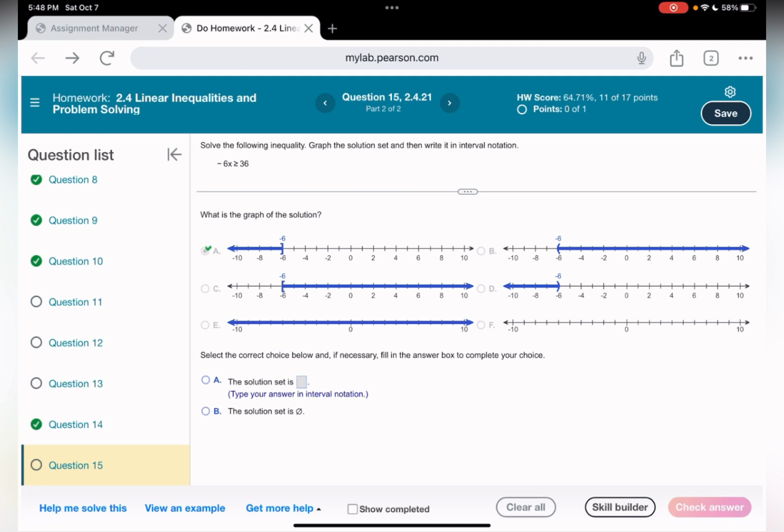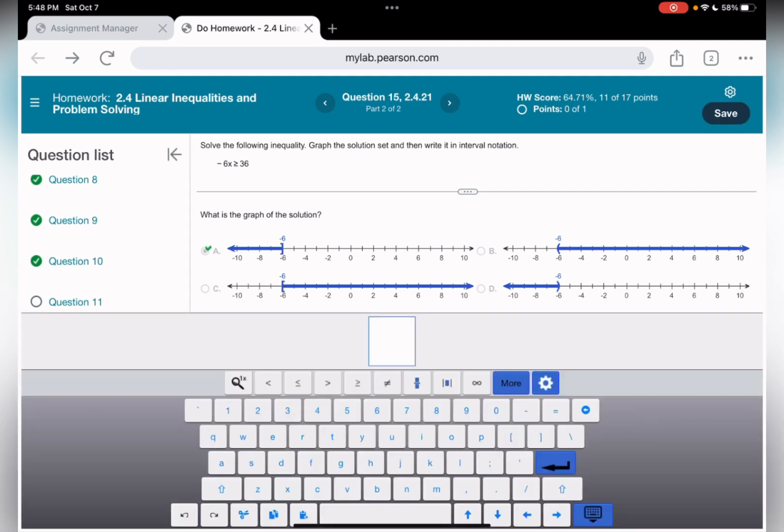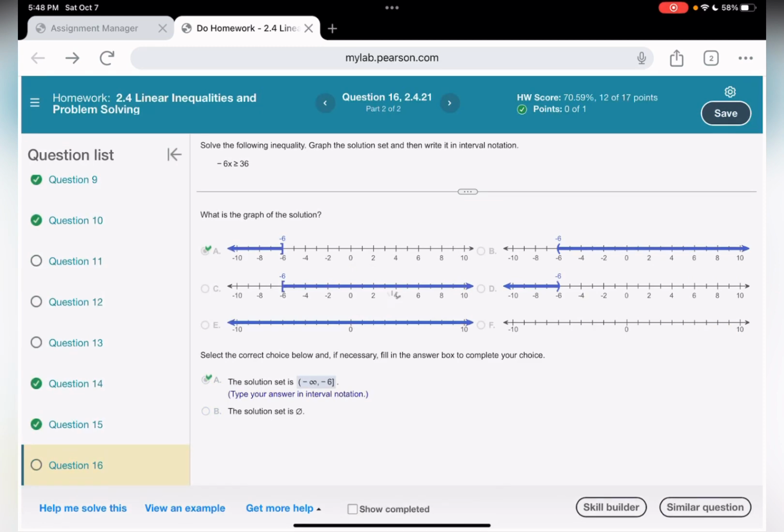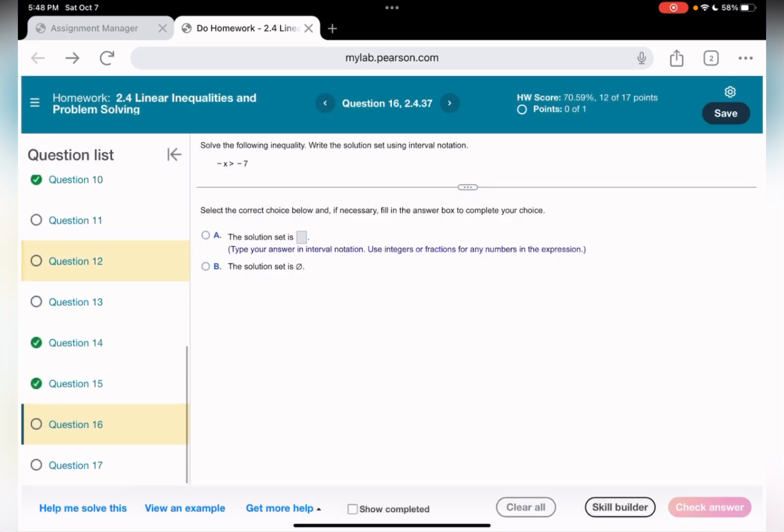And the notation: negative infinity, comma, negative 6. An equal sign is present, so we put square brackets. Very good. How many questions do we have? 2 more. Let me see.